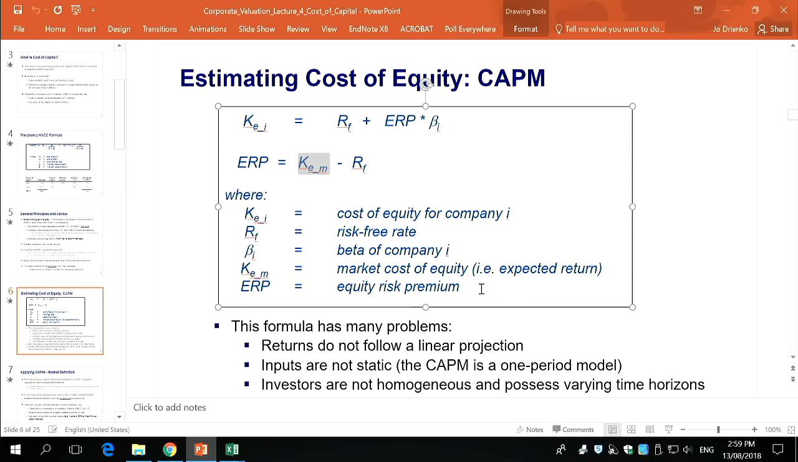The CAPM works 16% of the time. So 16% at a university is a fail. Anything below 50% is a fail. So if something works 16% of the time, you shouldn't be happy.